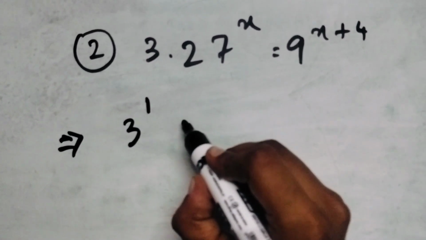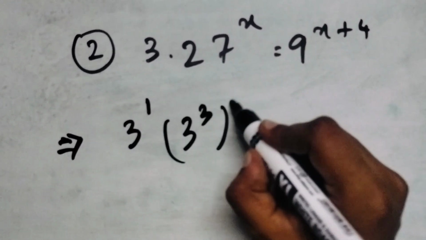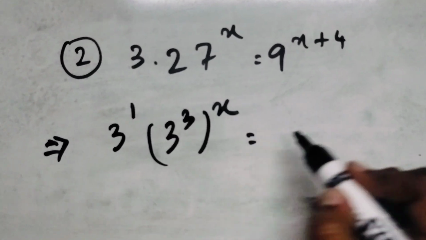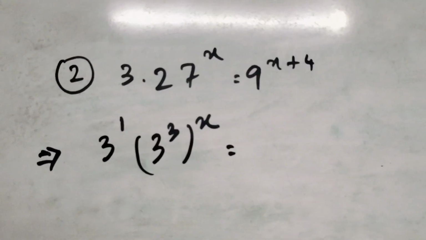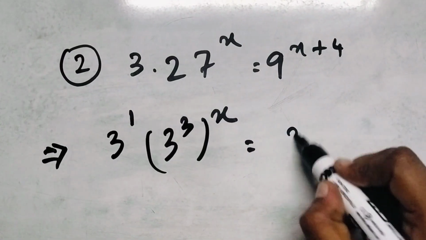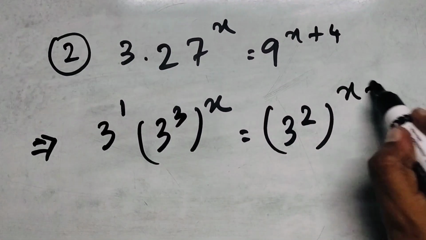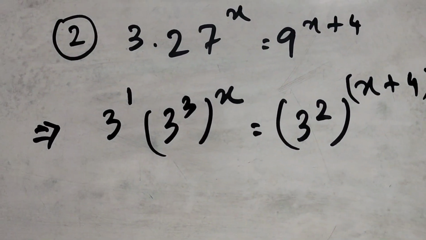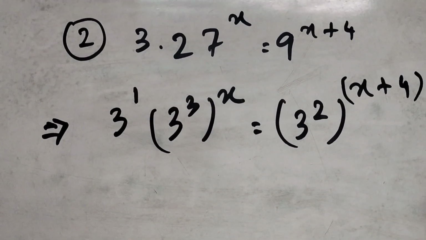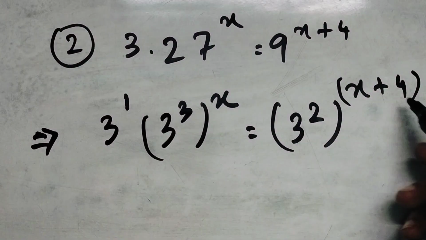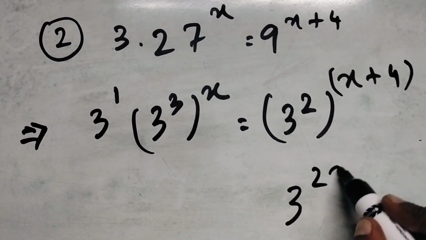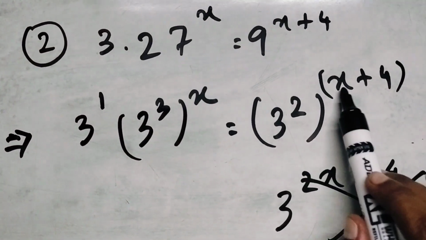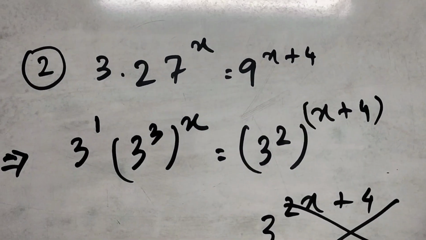So we can write it as 3 power 1, and 27 can be written as 3 cube, followed by x. Remember to put brackets over here so that we don't make any mistakes if the expression is too large. And 9 can be written as 3 square followed by x plus 4. At this point I prefer to write x plus 4 in brackets because it's one single expression. Often the mistake we make when expanding this is writing it as 2x plus 4, which is wrong because 2 needs to be multiplied with the entire thing.